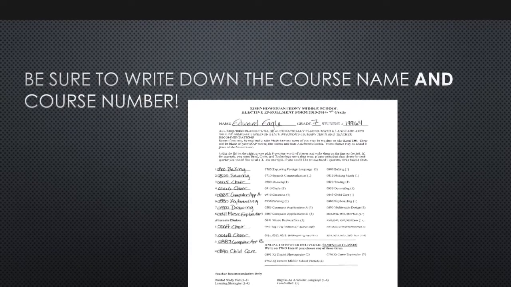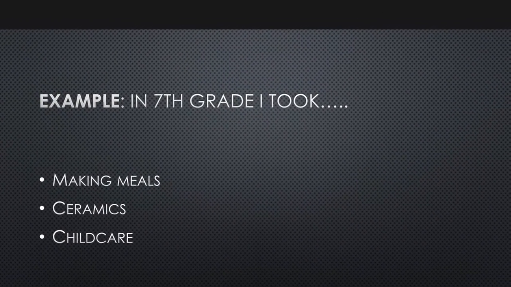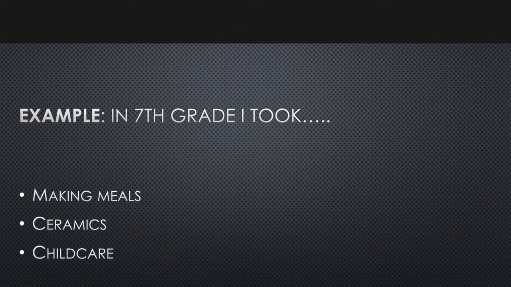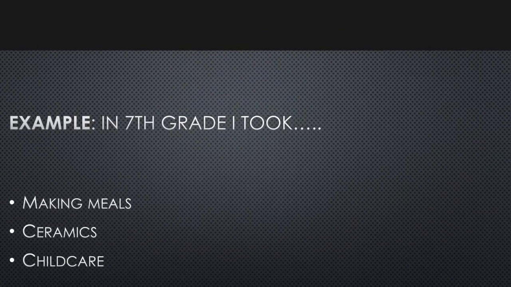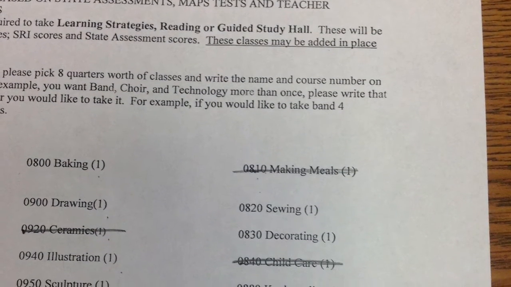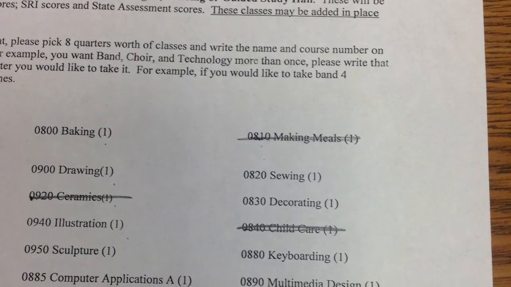You should have already gone through and crossed out any classes that you have already taken this year that we discussed could not be repeated, so you aren't tempted to accidentally write them down as an option to the left. Remember, if that class has a 1 behind it and you took it in 7th grade, you cannot take it again as an 8th grader.